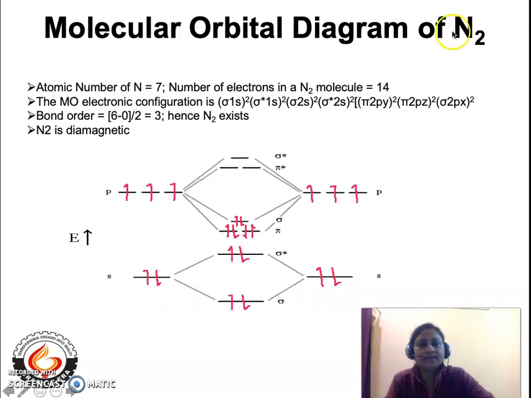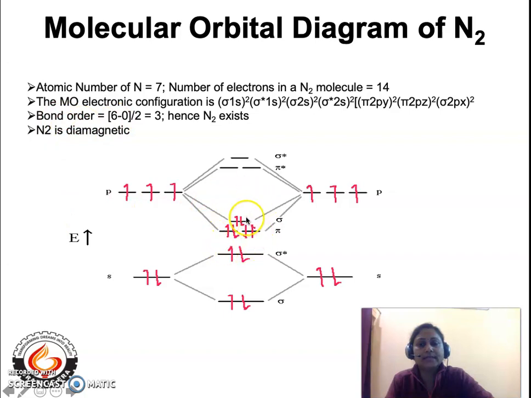Now let us come to the nitrogen molecule. Nitrogen has an atomic number of 7. The total number of electrons in the nitrogen molecule is 14. So there are 3 valence electrons in each of the 2p atomic orbitals, and all the 6 electrons will be accommodated in the bonding molecular orbitals, 2 in the pi 2py molecular orbital, 2 in the pi 2pz molecular orbital, and 2 in the sigma 2px molecular orbital. And the 2s electrons are not involved in bonding, so this will not be taken into account while calculating the bond order.